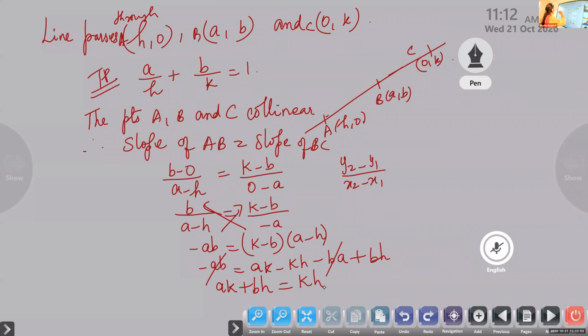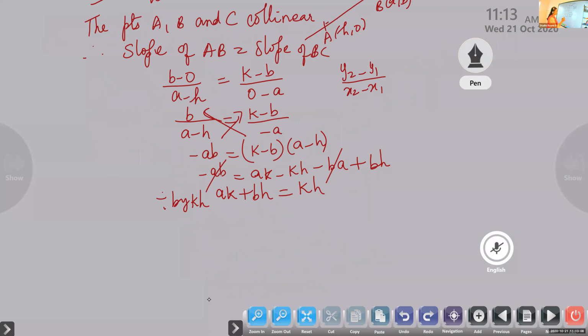Now look at the result, what we want to prove. We want 1 in the RHS, isn't it? We don't want kh. So what we can do? Divide throughout by kh. So ak by kh plus bh by kh is equal to 1. So you get a by h plus b by k is equal to 1, is the required equation.